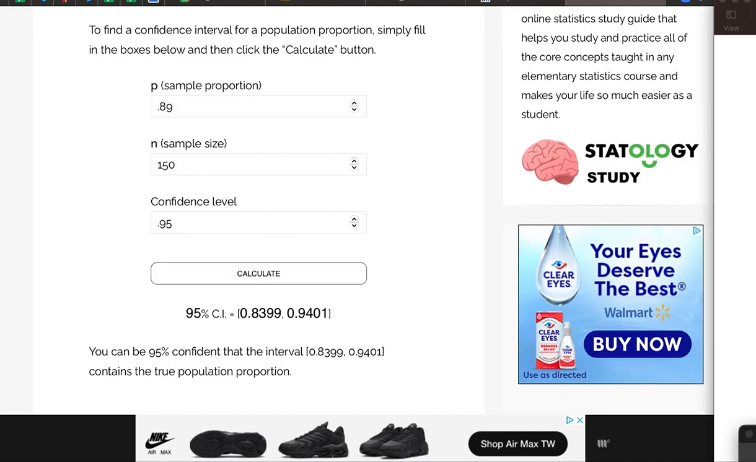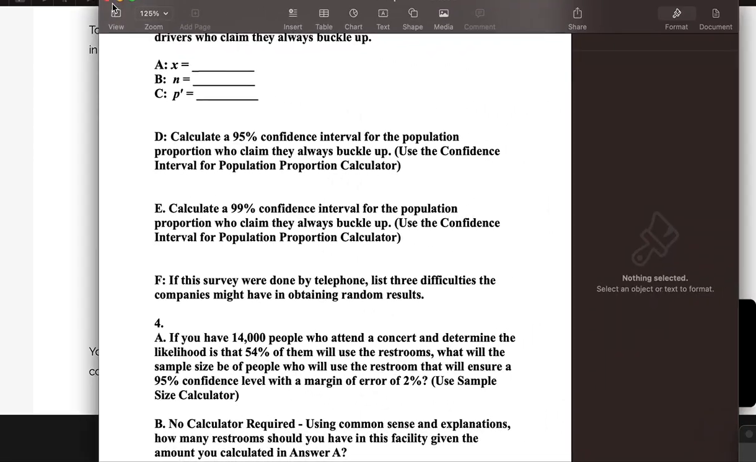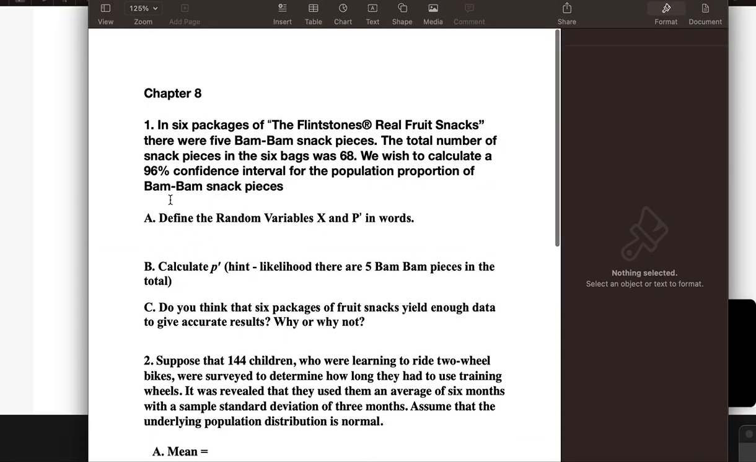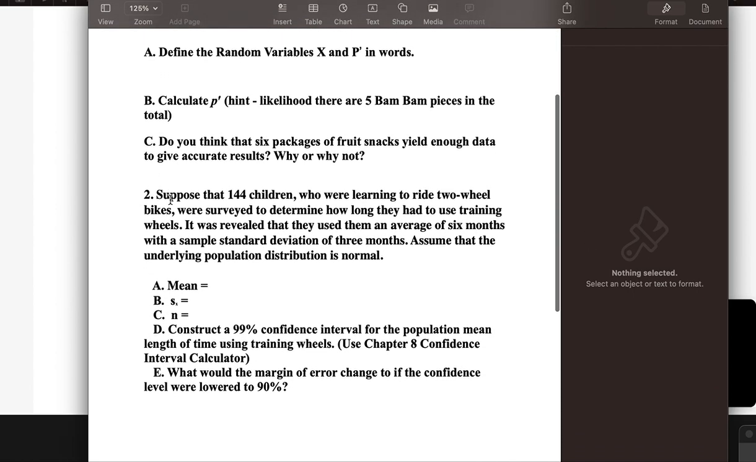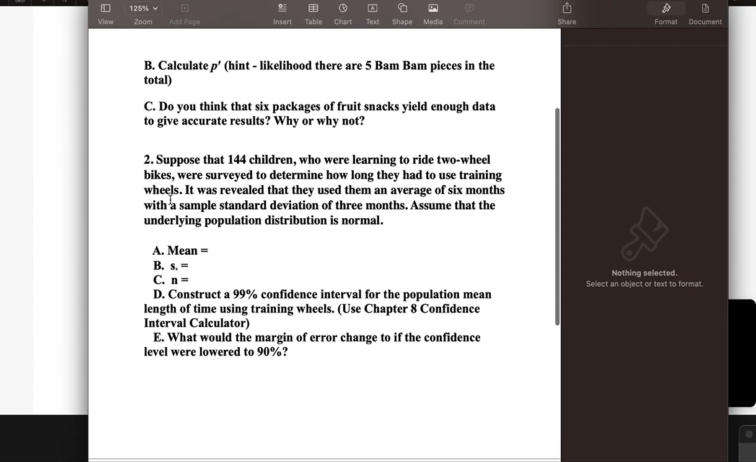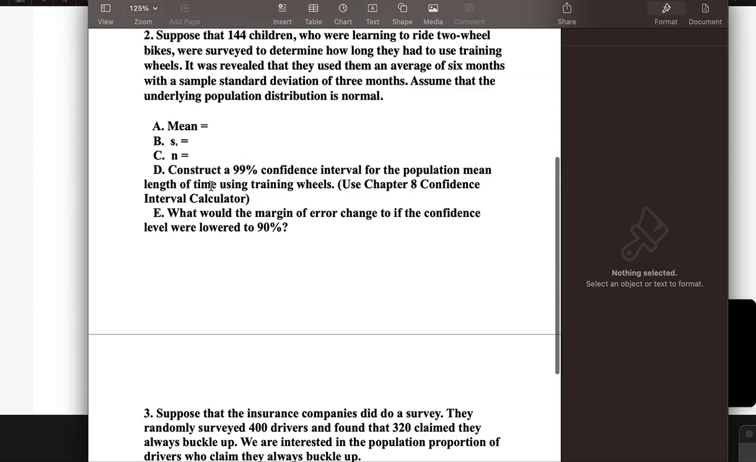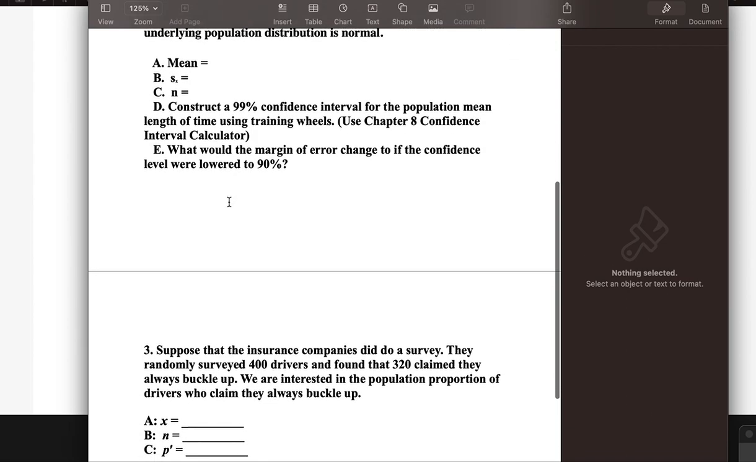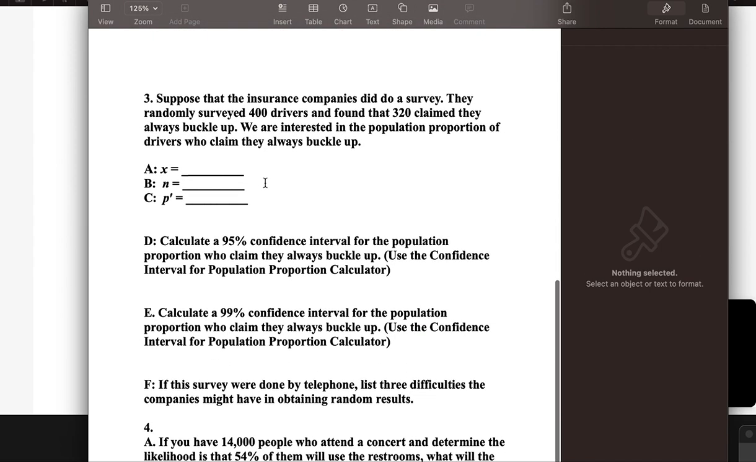And one more time, we'll just take a glance at the assignment, so you'll be able to go through it. If you've read the text, you'll be able to answer question 1 and 2, at least parts A, B, and C, by using the data provided, and then use the calculator to answer D, and then see how it would adjust if you lowered your confidence level. Same thing with number 3.